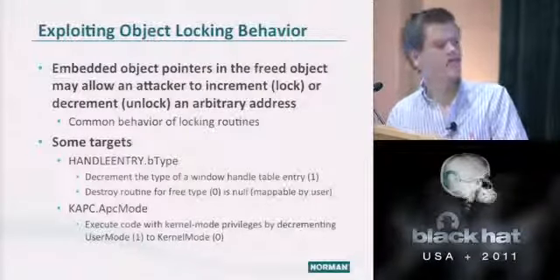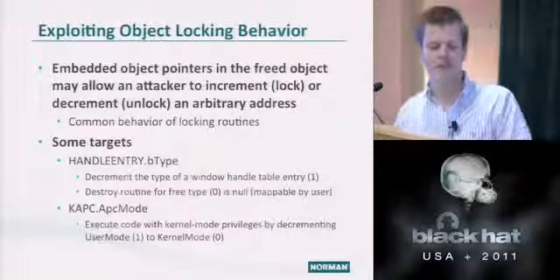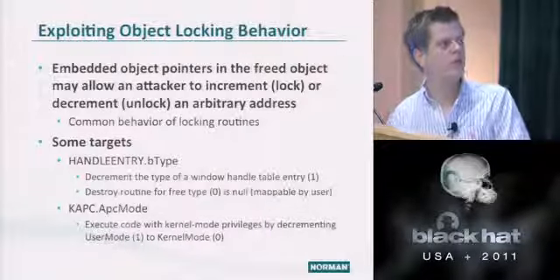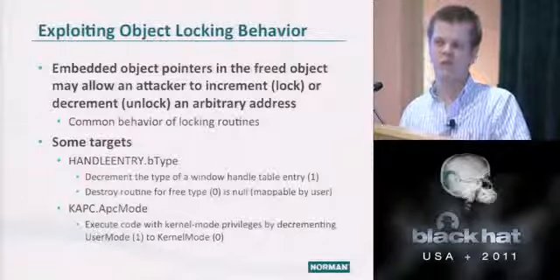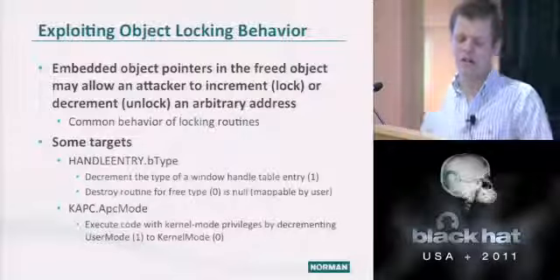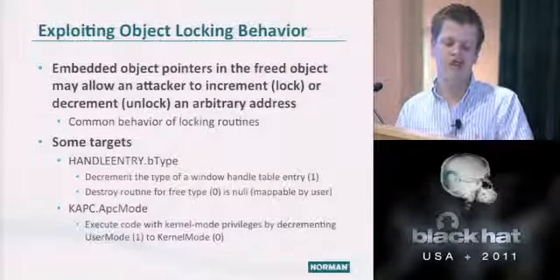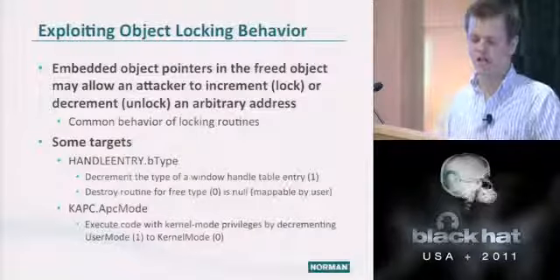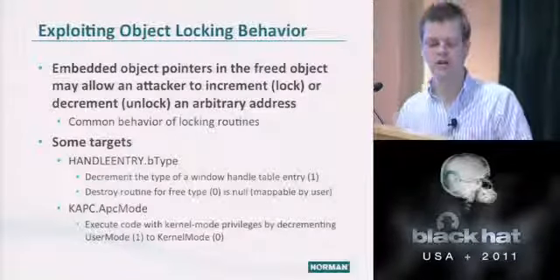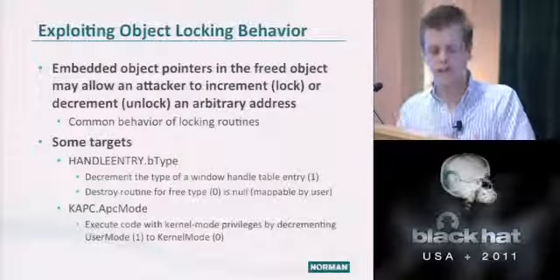And some targets in this context would be to try to hit the type value of a handle table entry, because if the type value is a window or 1, you can decrement that to 0 and then destroy that object. And then, since the 0 type does not have a destroy function defined, it will call the null pointer. And you can map the null pointer and then control execution.